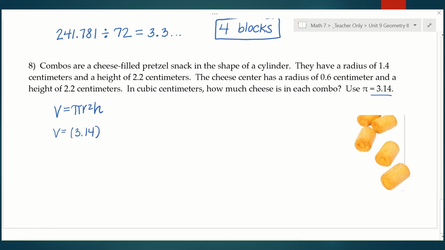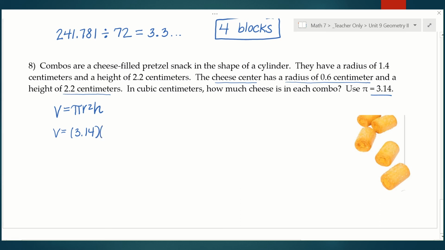Cylinder, pi r squared h, right? We are being told to use 3.14 for pi, so let's start with that, 3.14. Okay, now we're looking for just the cheese. It says how much cheese is in each combo. So I don't care about the dimensions of the whole combo, I just care about the cheese. So right here it says the cheese center has a radius of 0.6 of a centimeter and a height of 2.2 centimeters. So I'm ignoring the other information that's given to me.